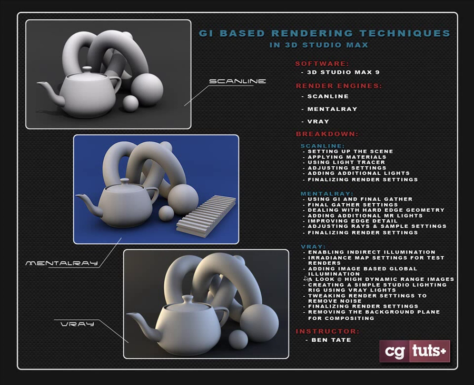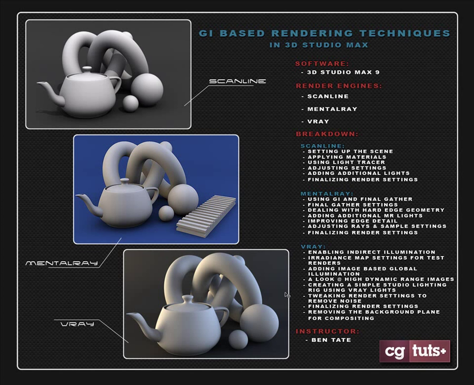So we'll look at how to do global illumination inside of V-Ray, some of the settings for our GI bounces and so on. We're going to be using the irradiance map, so we'll look at how to set that up so you can get some pretty quick test renders before you actually render out a really high res version.